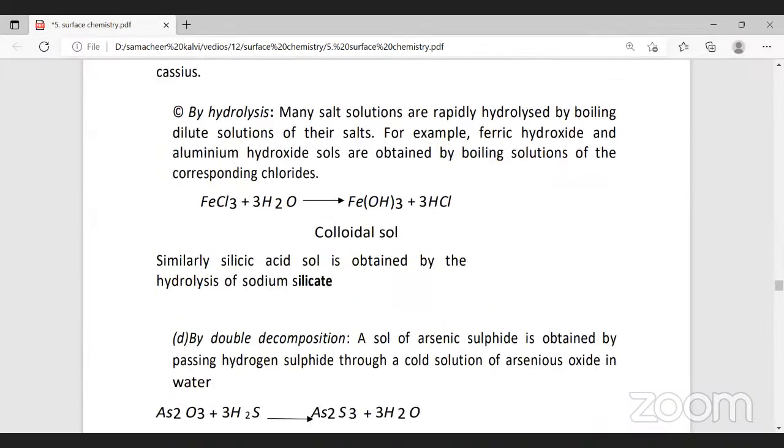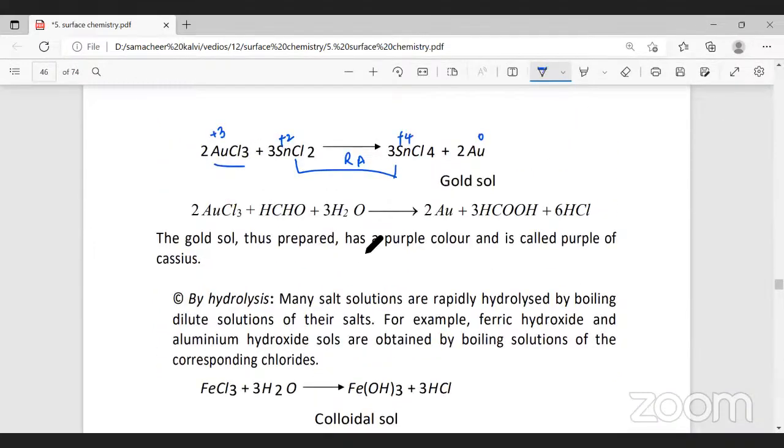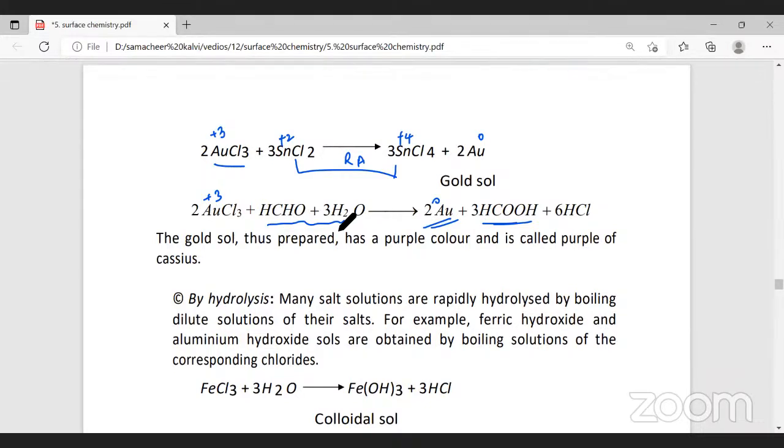Likewise, when auric chloride, in which gold has oxidation number +3, reacts with formaldehyde solution, it is reduced to gold of colloidal size, 1 to 100 nanometer, and you get formic acid. So aldehyde is oxidized to formic acid. Anything which undergoes oxidation is called a reducing agent. Here, the reducing agent is formaldehyde. So two methods we have learned. One is by oxidation, the other one is by reduction.